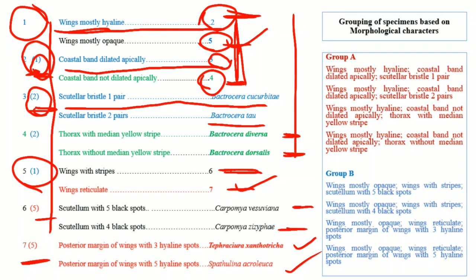and if it has 5 hyaline spots, it will be identified as Pathulina acrolusa. So in this way you can run a simple bracket key in the forward and backward direction, and the numbers mentioned in parentheses as well as the numbers mentioned here are both used for running the key in the forward as well as in the backward direction.